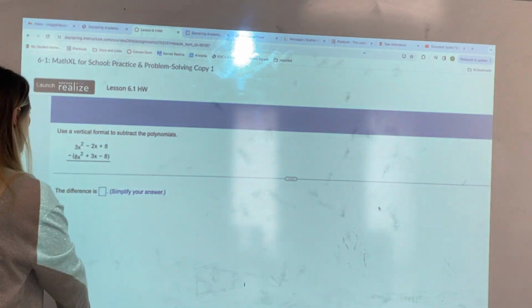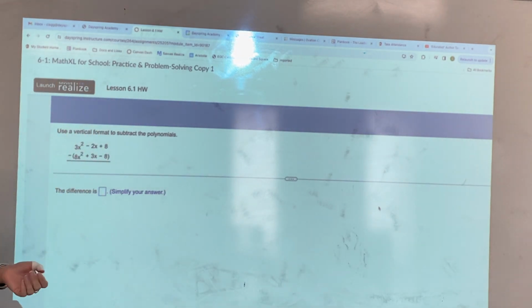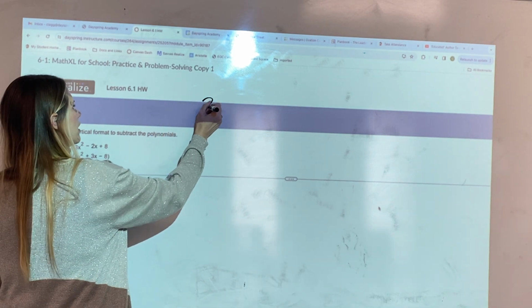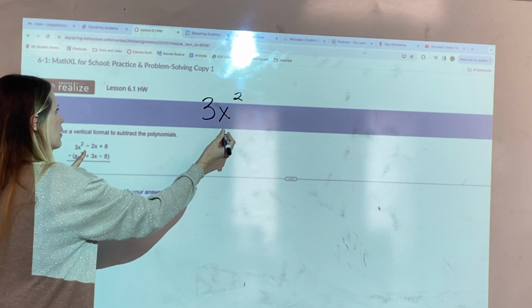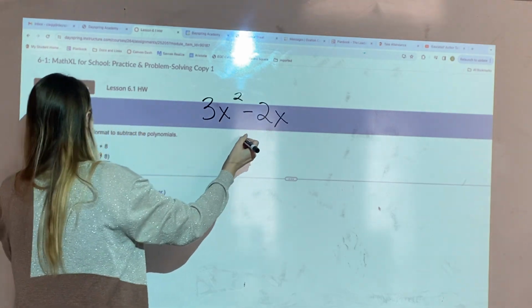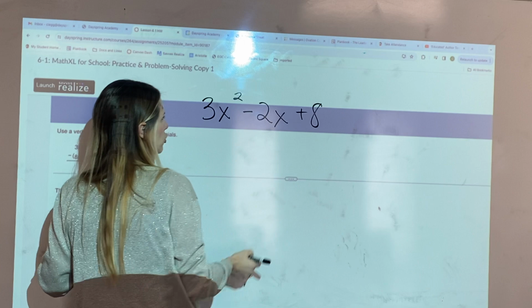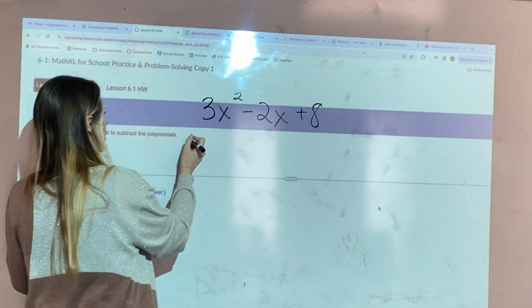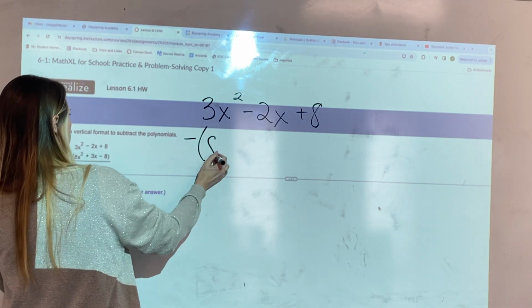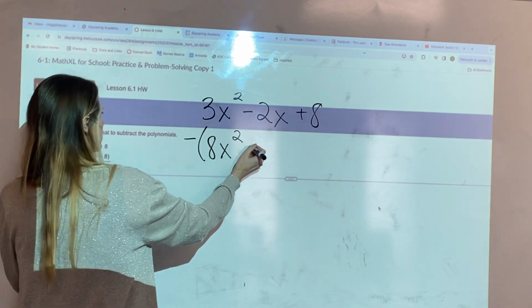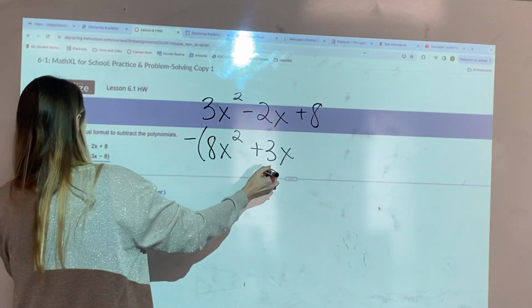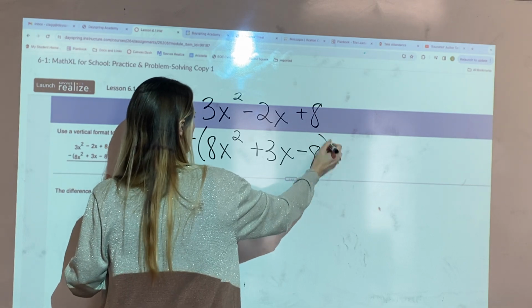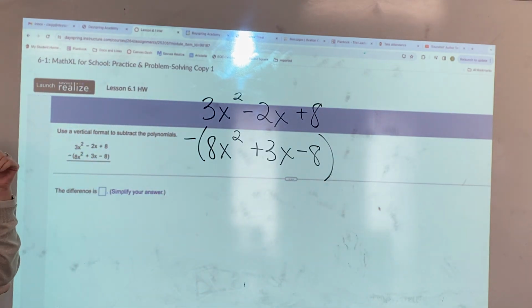All right, next question. Exact same thing. And let's go ahead, since they set it up vertically, we'll just do it vertically. I have 3x squared minus 2x plus 8. If you have a different question, you should be writing your question on paper. If you have the same question, you should also be writing the question on paper. Raise your hand if you have the same one as me.